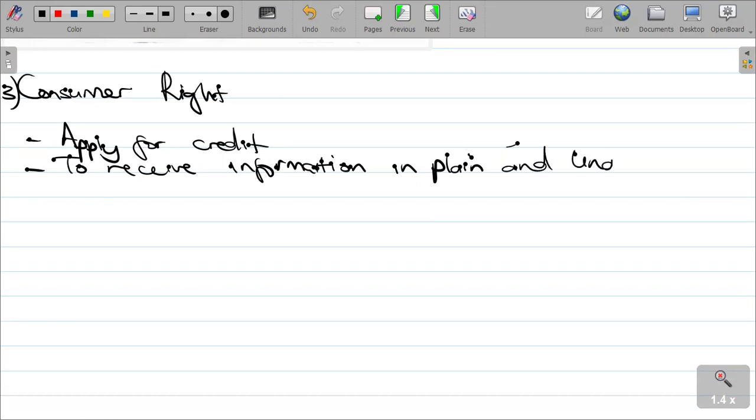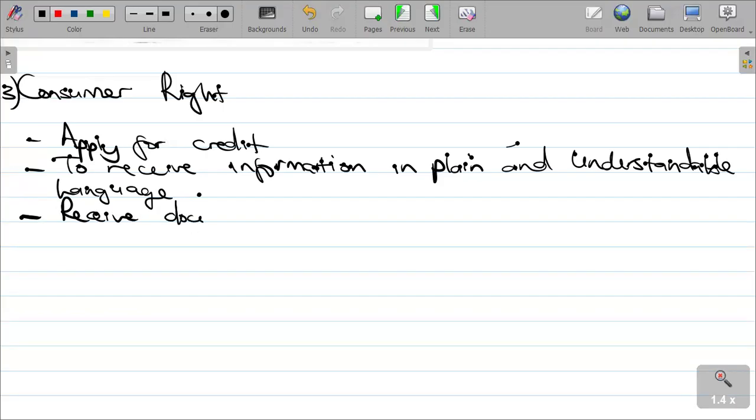In understandable language. He has the right to receive information in his language so that he can understand the message. He has a right to receive documents as required by the Act.